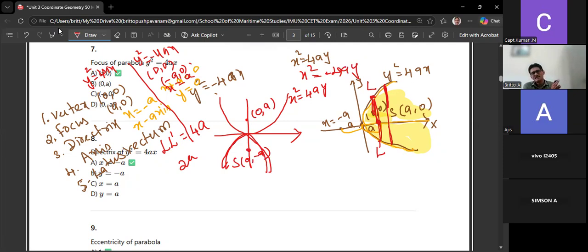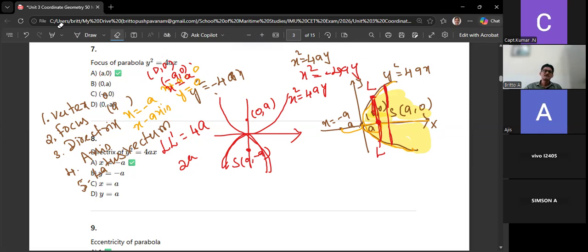The axis is the same for both parabolas y squared equals 4ax and y squared equals minus 4ax. Then x squared equals 4ay and x squared equals minus 4ay, the axis is the same. But the latus rectum is the same for all the parabolas, no change, because it is only a distance. The focus is a different point, but the vertex is the same. For all the parabolas, the vertex is (0, 0). So I explained in detail about the parabola and its properties.